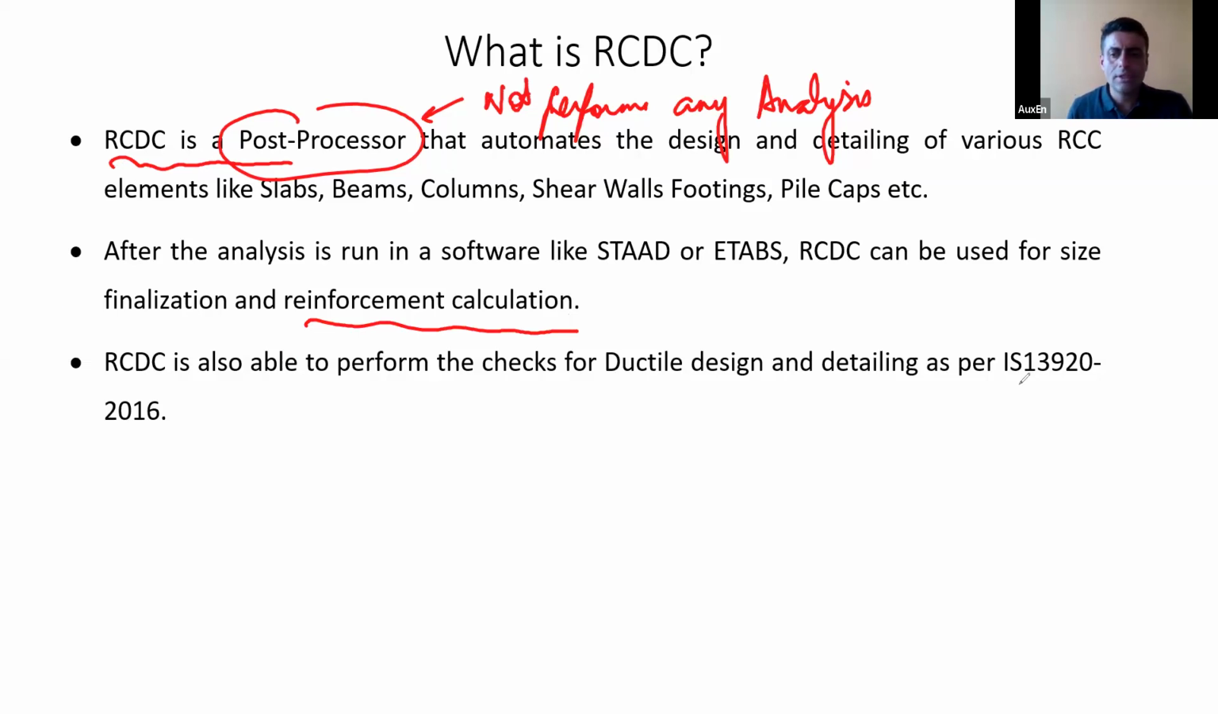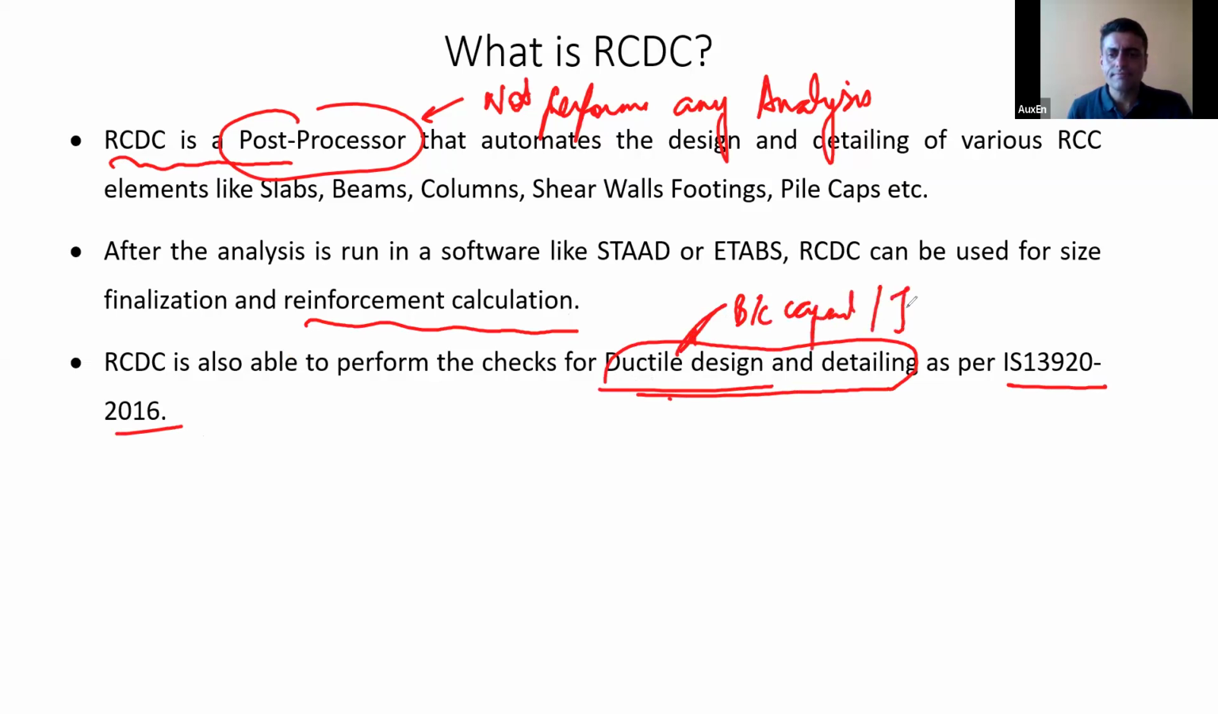And since the introduction of 13920, RCDC is also able to perform the ductile design and detailing checks. For example, checks like beam column capacity ratio, then your joint shear check. These checks were newly introduced in the 13920 2016, along with design for shear in RCC structural walls. All these new checks that have been introduced in the 13920 2016, RCDC is able to perform.